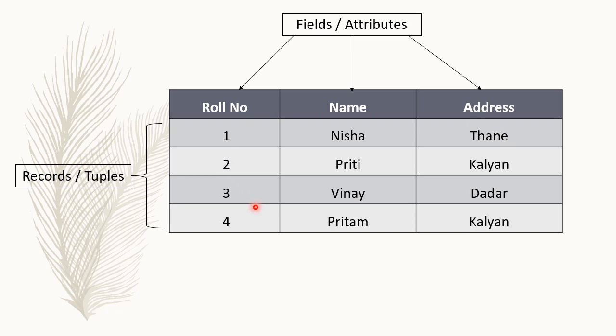Likewise, what are roll number 3's details? Give me roll number 3's details. What are you going to say? Roll number 3's name is Vinay and he stays where? In Dadar. So this is all about the table. So keep in mind which are fields and attributes and which are records and tuples. Okay. So this is all about today. In the next lecture, we will study some new topics in database. So that's it for today.